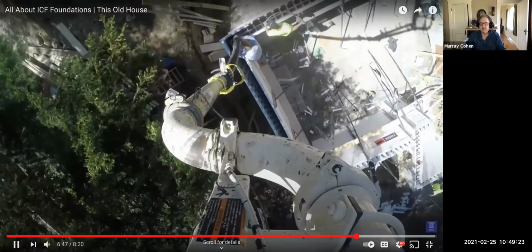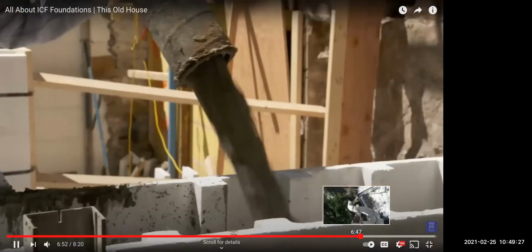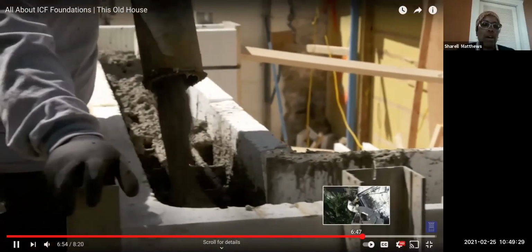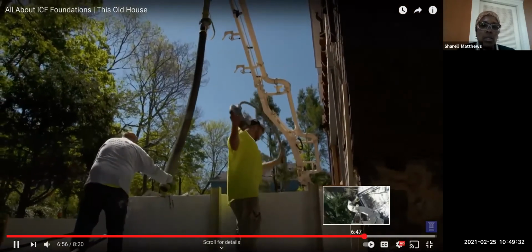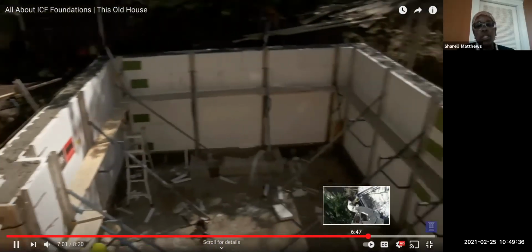I want to show you one thing here. They're vibrating it too. You have to give the concrete time to set up a little bit. You have to get the air out. You're getting the air out of it, and it makes it settle in, like in this wall.